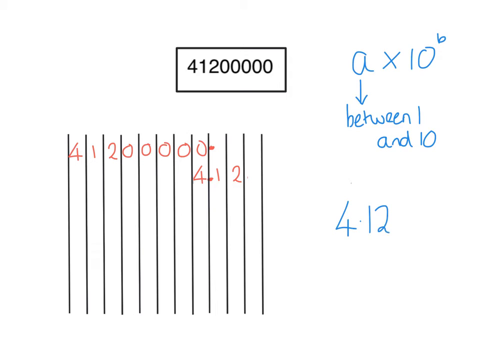But now I need to think, well, it's times 10 to the power of what? Well, 4.12 has moved 1 space, 2, 3, 4, 5, 6, 7. To actually be the number I want, it's moved 7 spaces bigger. So my answer in standard form is 4.12 times 10 to the 7.